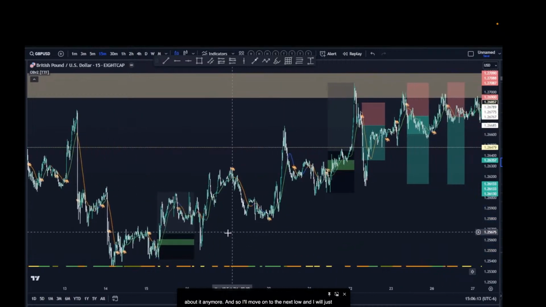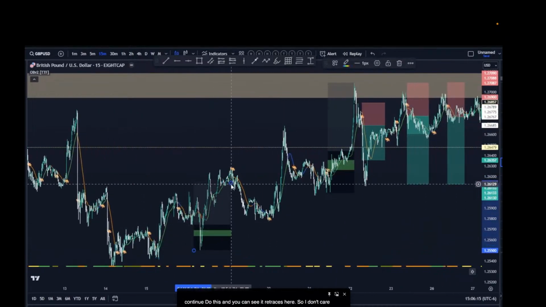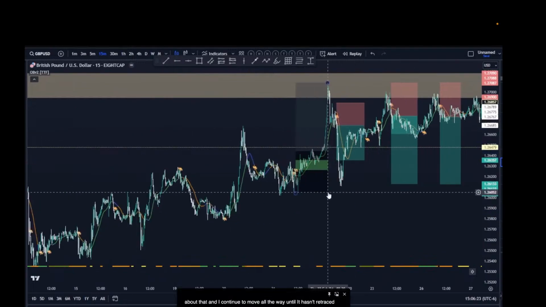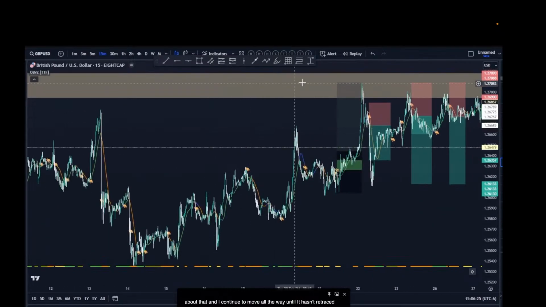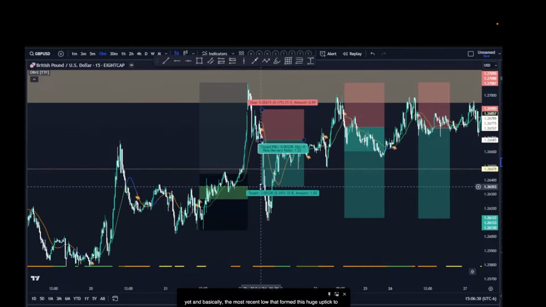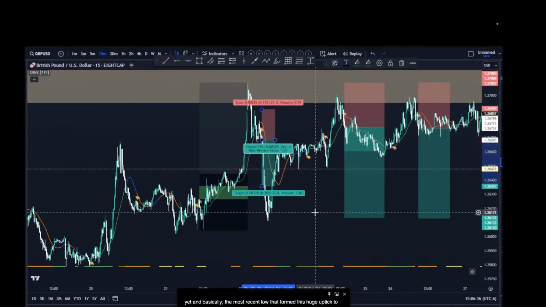And you can see it retraces here, so I don't care about that. And I continue to move all the way until it hasn't retraced yet. Basically, the most recent low that formed this huge uptick to grab into our optimal trade entry zone hasn't been retraced into. And so this would be a pretty easy, safe area to target. You still get about a 1.5 reward, and that's an easy trade to take.